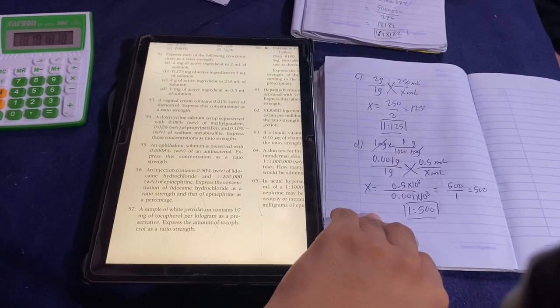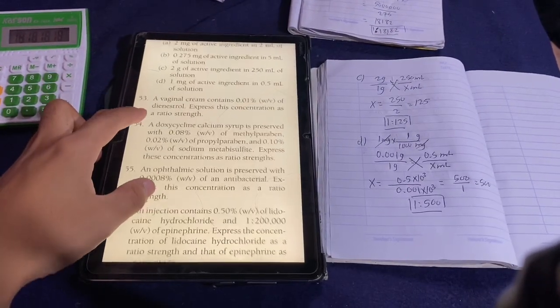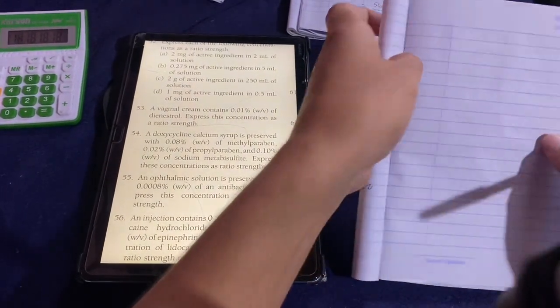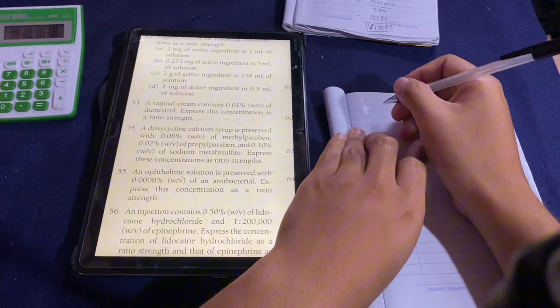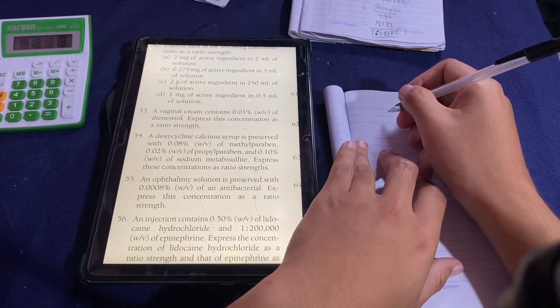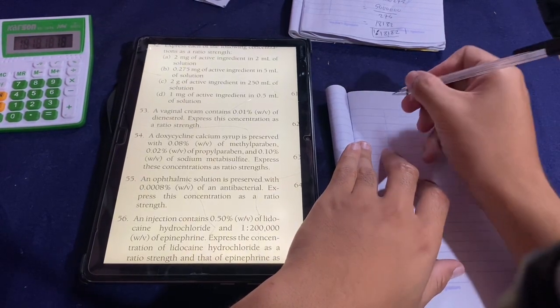So, moving to 53. Let's move to 53. It says a vaginal cream contains 0.01% weight over volume of dienesterol. Express this concentration as ratio strength. He wants us to do the ratio strength.